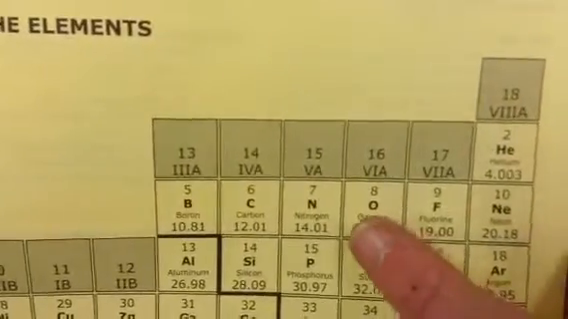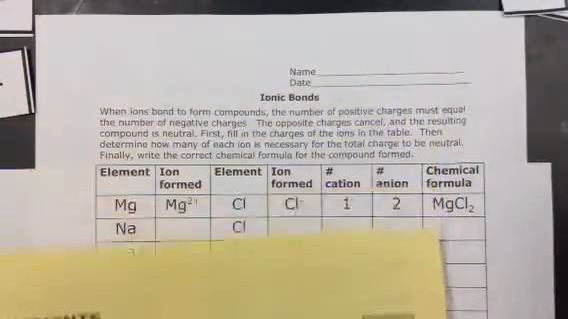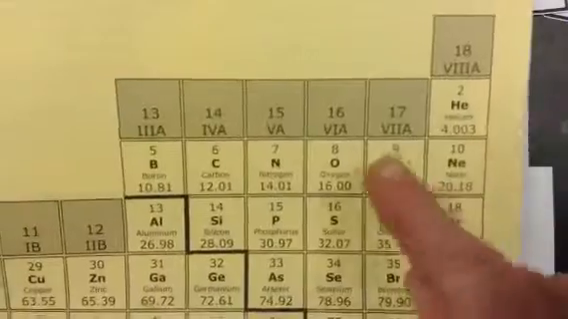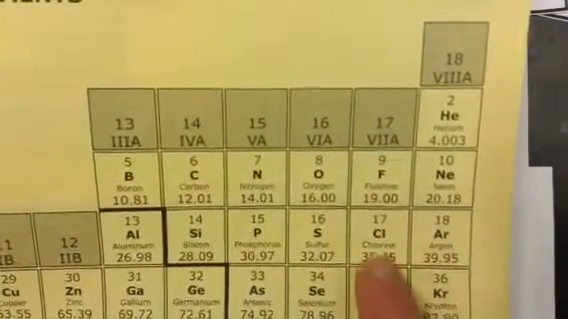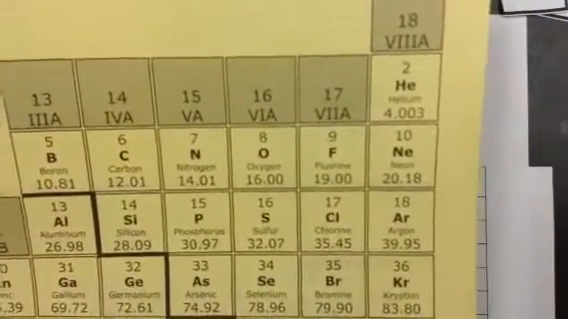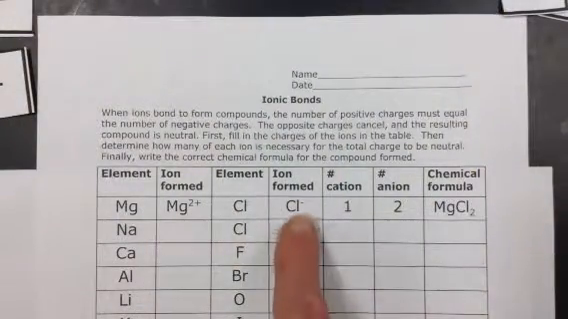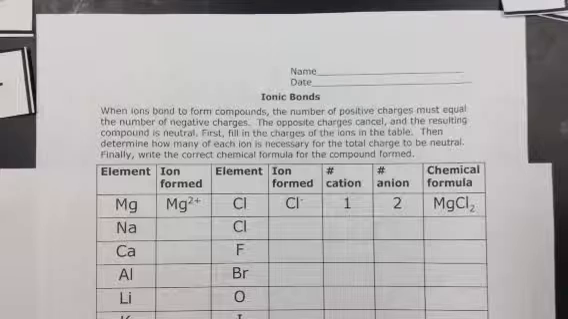Chlorine, in order to fulfill the octet rule, is in group 17 or 7A. In order to get to 8, it will gain 1 electron, go from 7 to 8, so it will end up having a negative 1 charge. Since it has 1 more electron, that means it has 1 more negative charge than it had before, so it's negative 1.